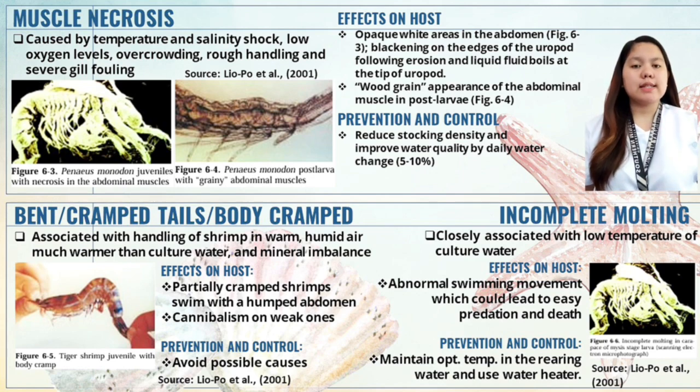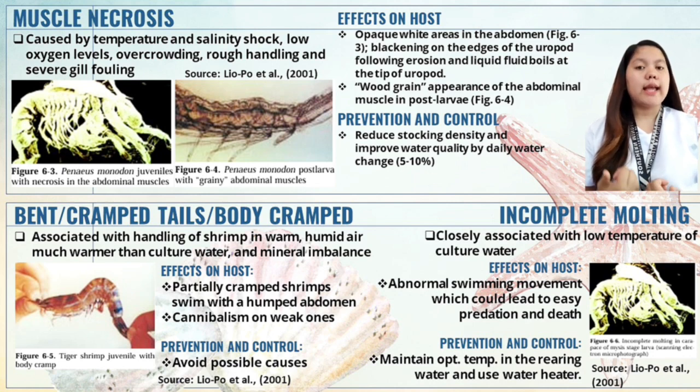So next disease is we have incomplete molting. Incomplete molting is closely associated with low temperature in the culture water. So for the clinical signs, there is still presence of the old exoskeleton attached to the newly molted larvae, especially in the appendages part of the shrimp.